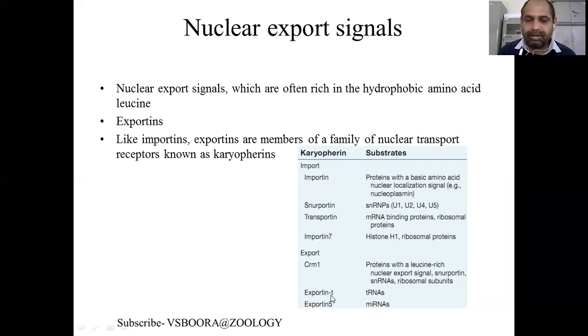CRM1, exportin T and exportin 5 are responsible for export. The cargo molecules are proteins rich in leucine nuclear export signal sequence, snRNPs, small nuclear RNAs, and ribosomal subunits. Exportin T is responsible for the transport of tRNA toward the cytoplasm. Exportin 5 exports microRNA, which is responsible for gene silencing, toward the cytoplasm.